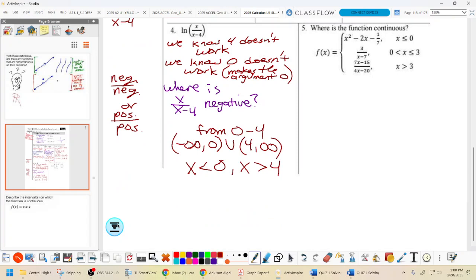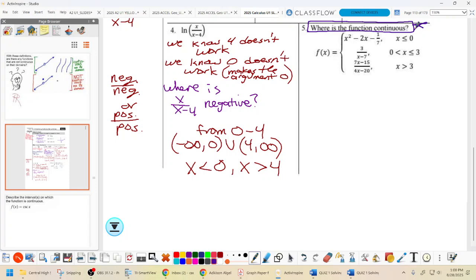Alright, how do you feel with the logs? That was a good one. Alright, now let's put it all together with this 5th one. Where is the function continuous? This is a completely different question wording than these last 4, where we were just finding the domain. So where is it continuous?